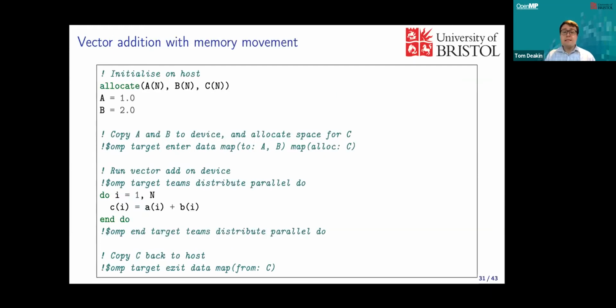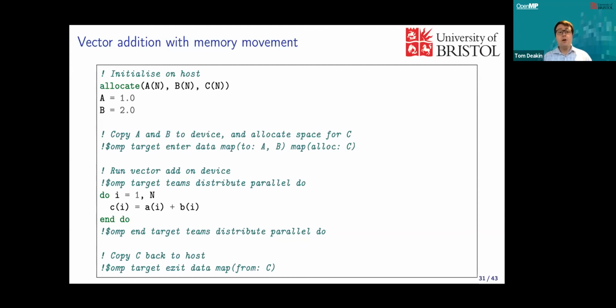So for vector add, this is how I might do that. I might allocate A and B and C. I have 3 arrays on the host that I need to allocate the memory for. And then initialize A and B on the host. Again, this is using just some Fortran vector notation, just as a shorthand on the slide.